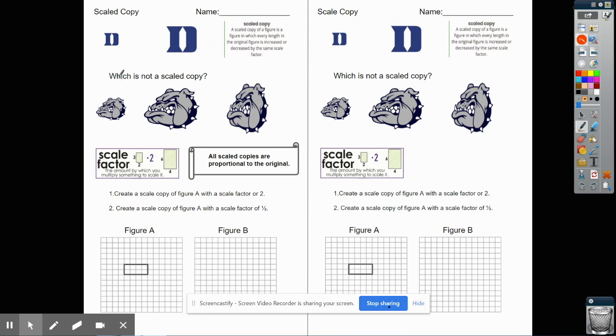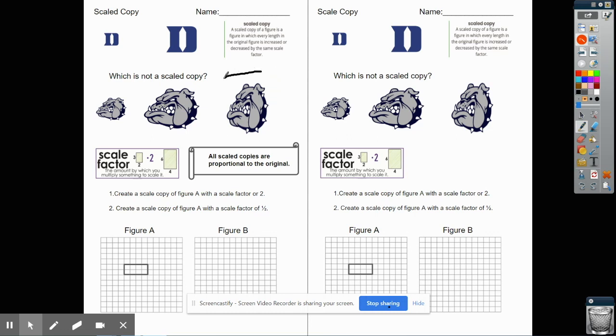So here, let's test and see if you understand. Which is not a scaled copy? So two of these three bulldogs are a scaled copy. Which one do you think is not a scaled copy? So you pick. All right. So looking at the bulldog's jaws here and looking at the height and width, which one looks like it's maybe not proportional?